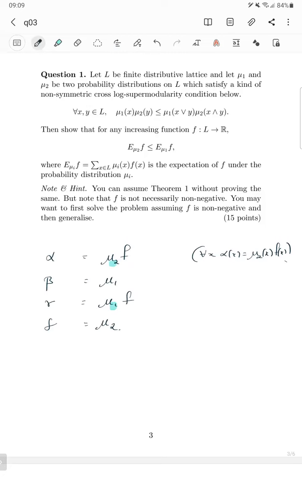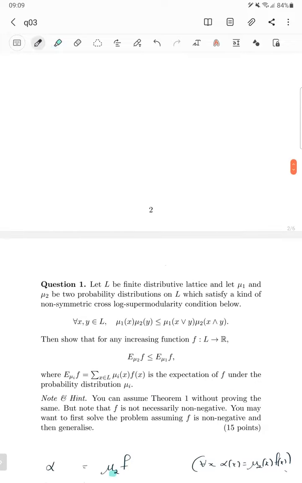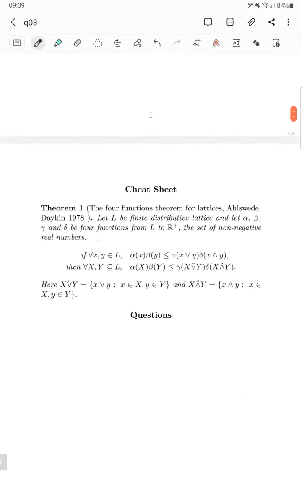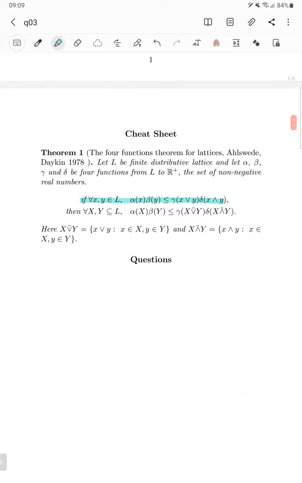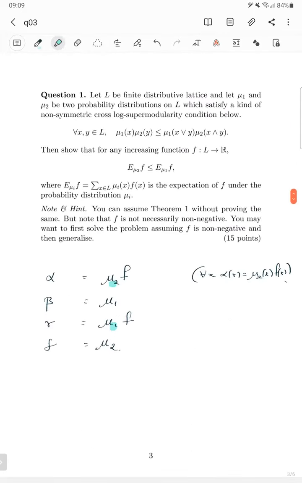Okay. And now you have to first check whether we satisfy all the conditions of this four functions theorem. Which means we have to first check whether this is true. All right. So how would you check if that is true? So for all x, y. Yeah. So take any x, y in your lattice. Now alpha(x) times beta(y). So first, let's use the definition, right? Yeah. So that is mu2(x) f(x) mu1(y).